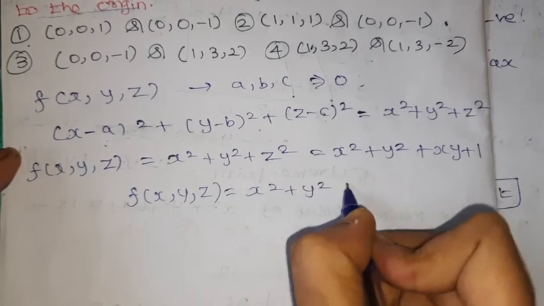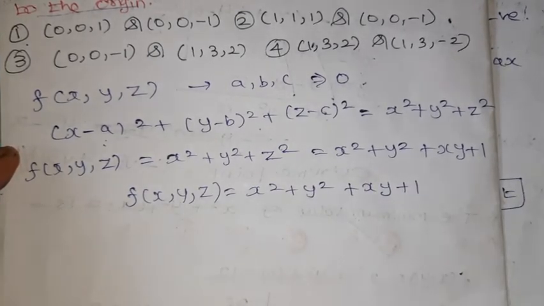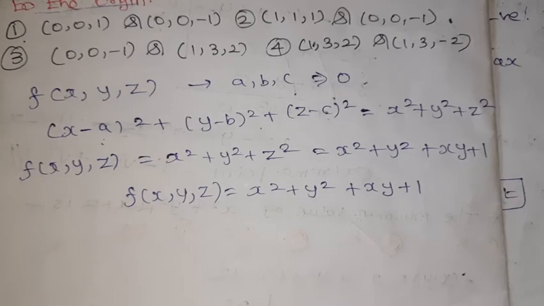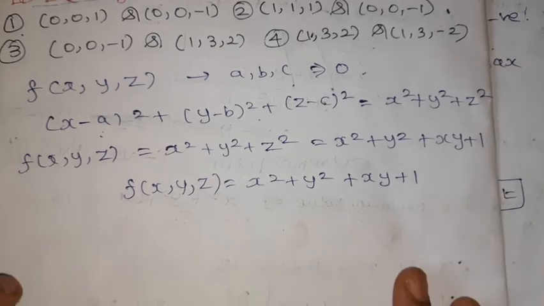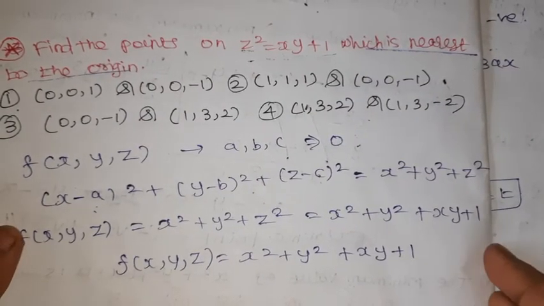From this, what we need to find out? To find out the minimum distance, we need to find out the minimum points. Dou f by dou x and dou f by dou y equal to 0, we can find out the points that should be minimum or maximum. We need to check the condition.